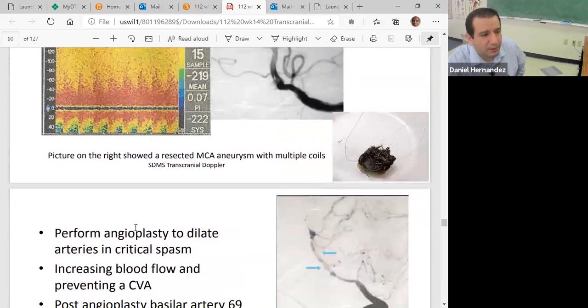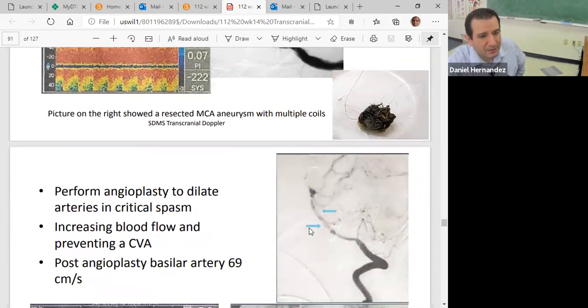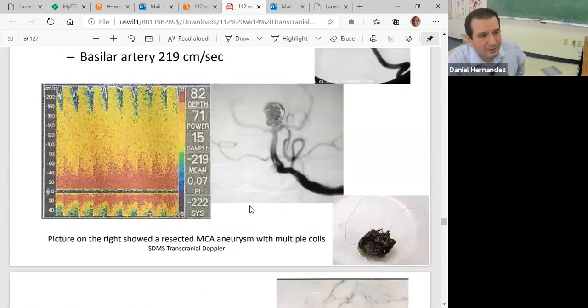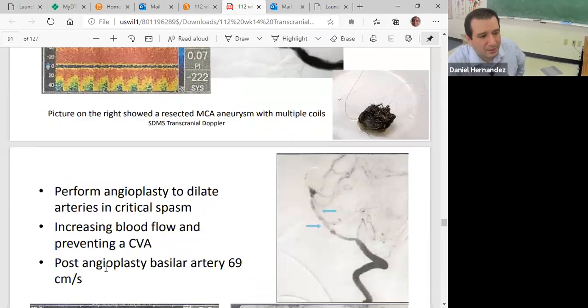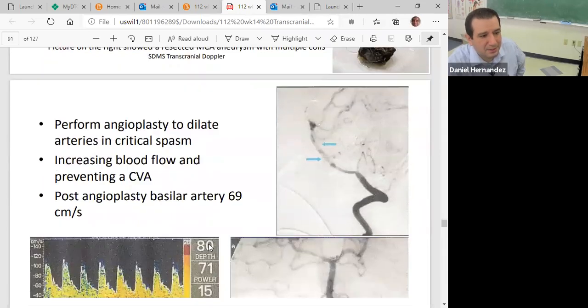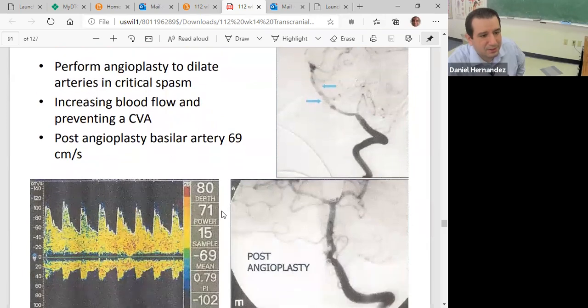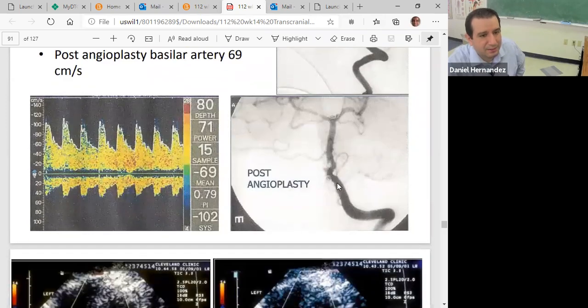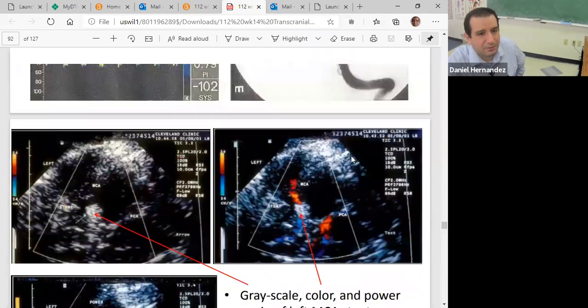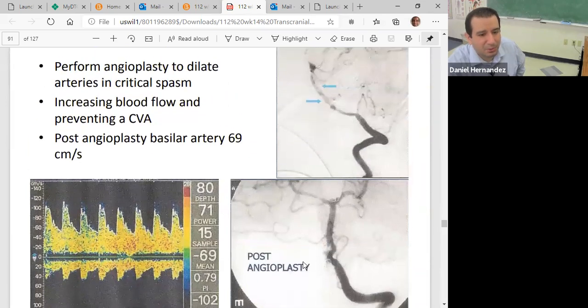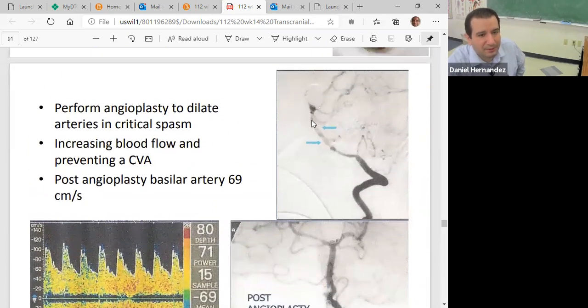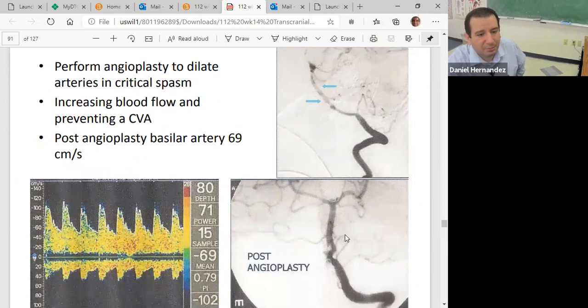So they performed angioplasty to dilate the arteries with the critical spasm. So they dilated that basilar artery. Then post angioplasty, they had basilar artery mean velocities of 69. So then this is showing post angioplasty. So this was pre and then post angioplasty.